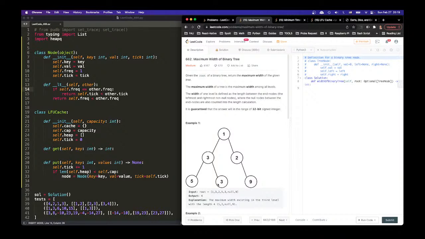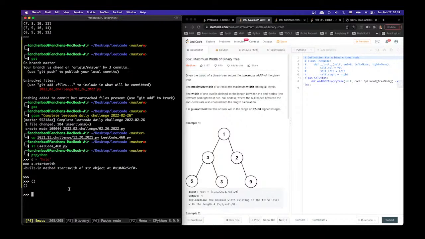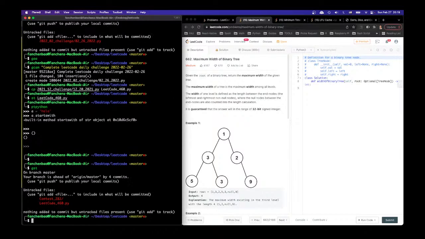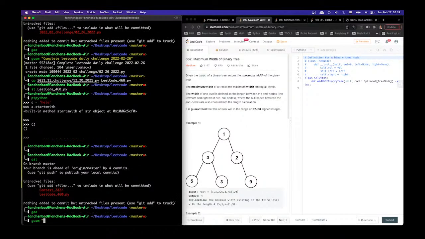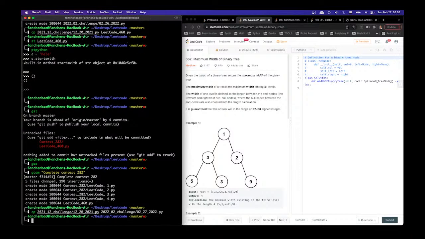Yep. Let's do this. You see, I'm trying to solve another problem here. That's just for some interesting experiment. What the hell is this? All right. Let's say complete contest 220, 282. All right, let's do today. Now that's not today. I was supposed to do this yesterday, but that's fine.